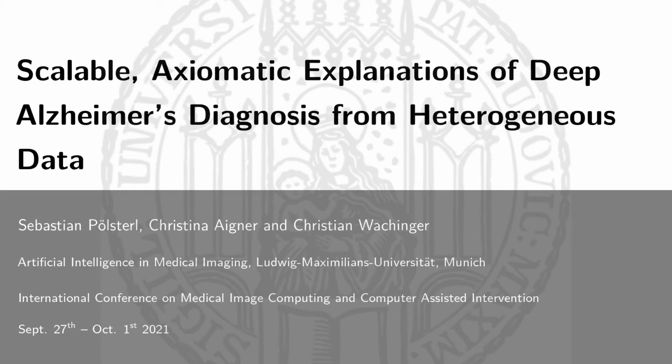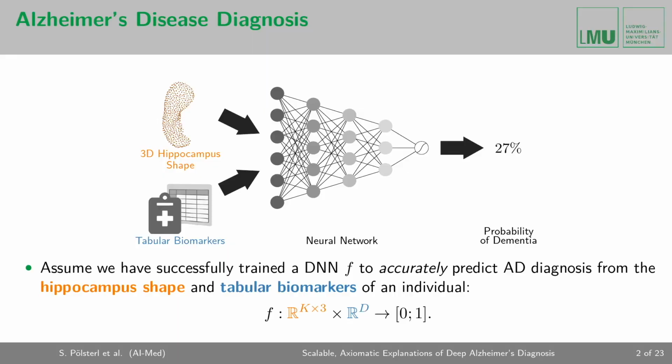Today I would like to talk to you about our work on scalable axiomatic explanations of deep neural networks for Alzheimer's diagnosis. In this work, our focus is on deep learning for Alzheimer's diagnosis. We consider networks that expect heterogeneous data as input, namely a combination of tabular biomarkers and brain morphology. For brain morphology, we consider a point cloud representation of the hippocampus because of its important role in Alzheimer's. The network is trained to predict the probability of dementia from the 3D hippocampus shape and tabular biomarkers.